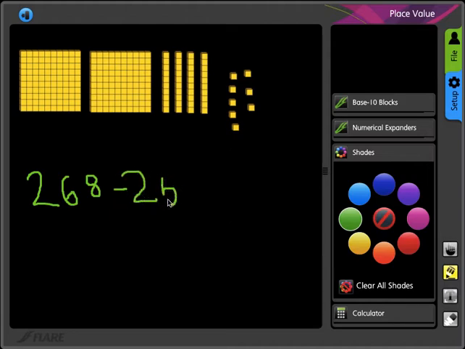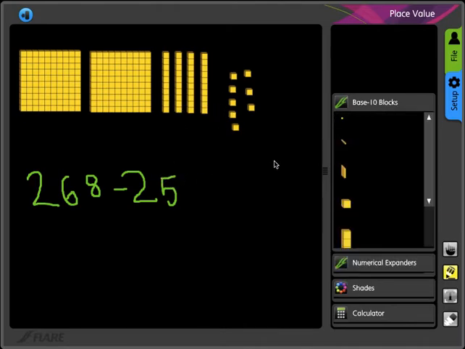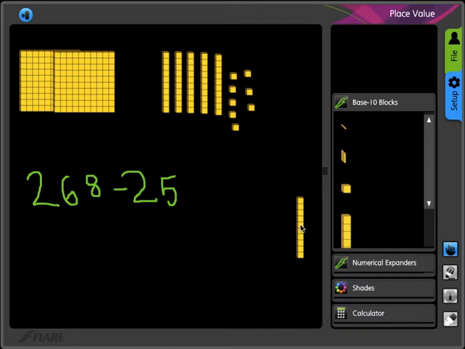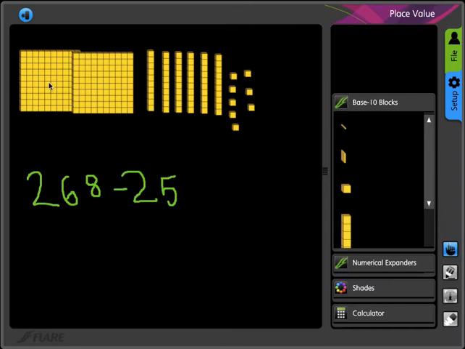I'm checking my blocks, and I noticed right away I don't have the correct number. Uh-oh, I only have 240. Let me fix that before we get started. There, you always want to check and make sure you have the correct number of blocks before you start your taking away, right? If I were to start taking away my 25, our whole total would have been messed up. But now I'm going to check. I have 2 hundreds, I have 6 tens, and I have 8 ones. Now we're ready to take some away.